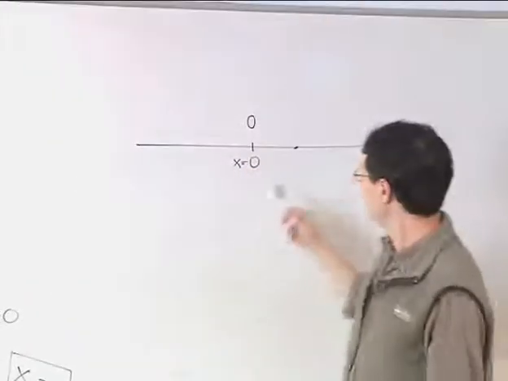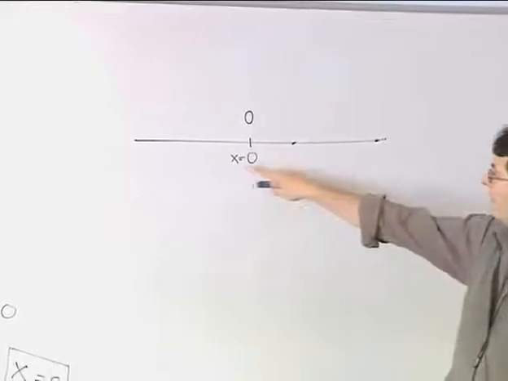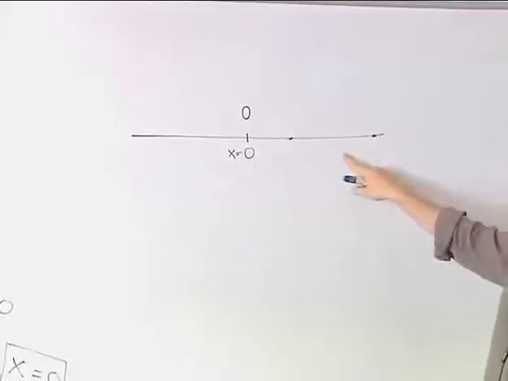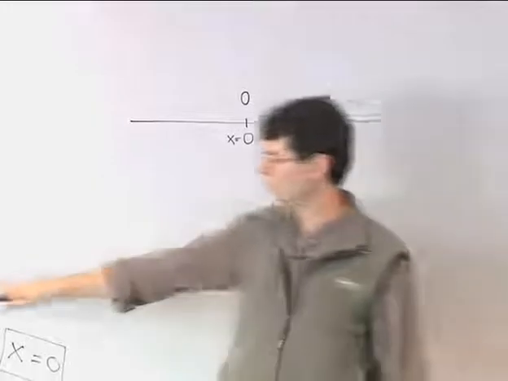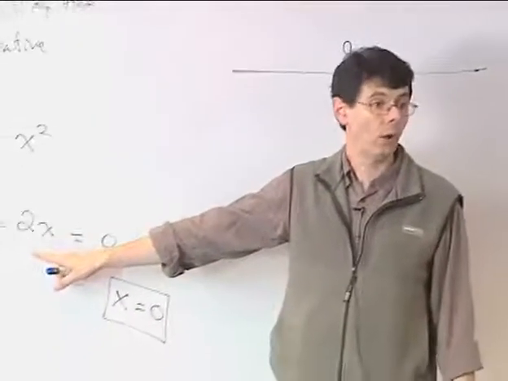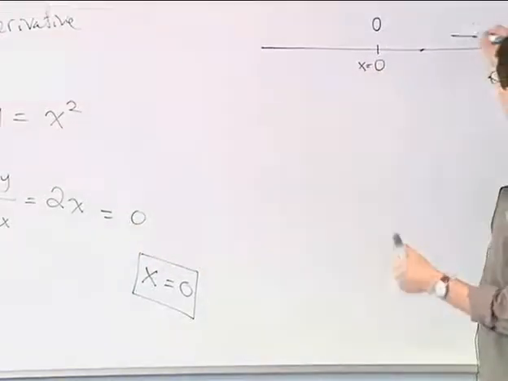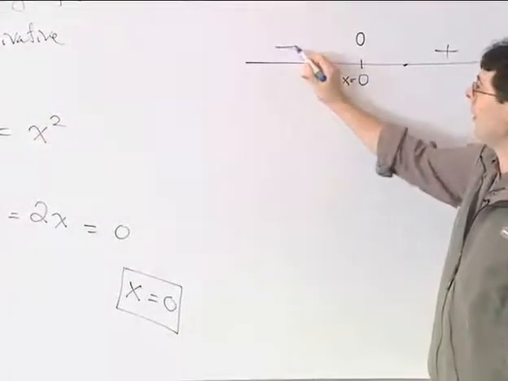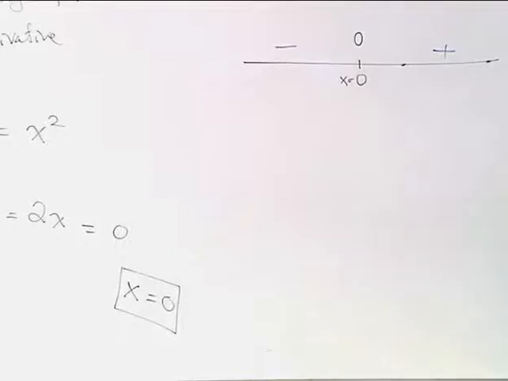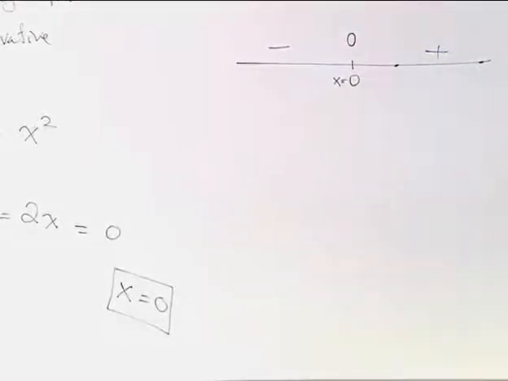Plug in a value of x and find out. This is x equals 0. Plug in x equal 2. If I plug in x equal 2, what do I get? 4. 4 is positive or negative? Positive. So everybody here is positive. And everybody here, you can check, is negative.